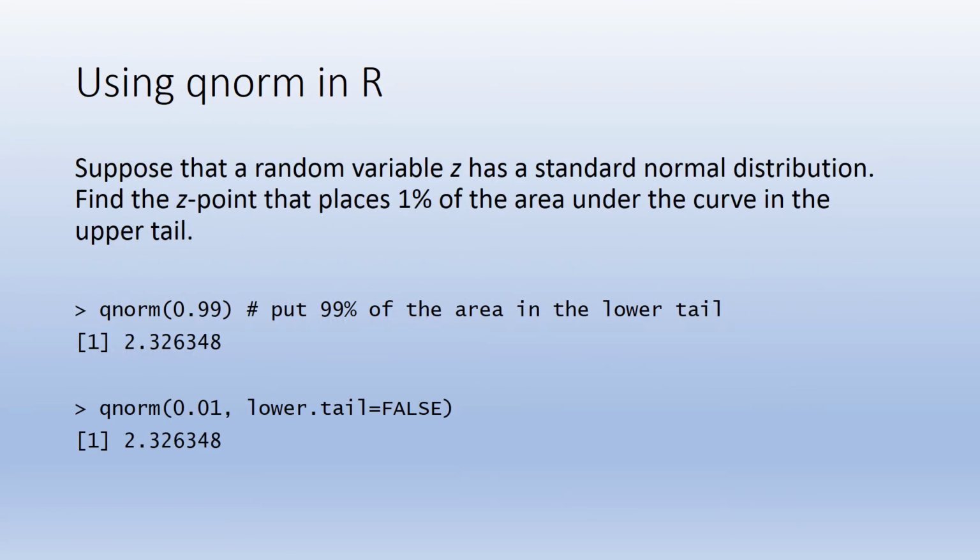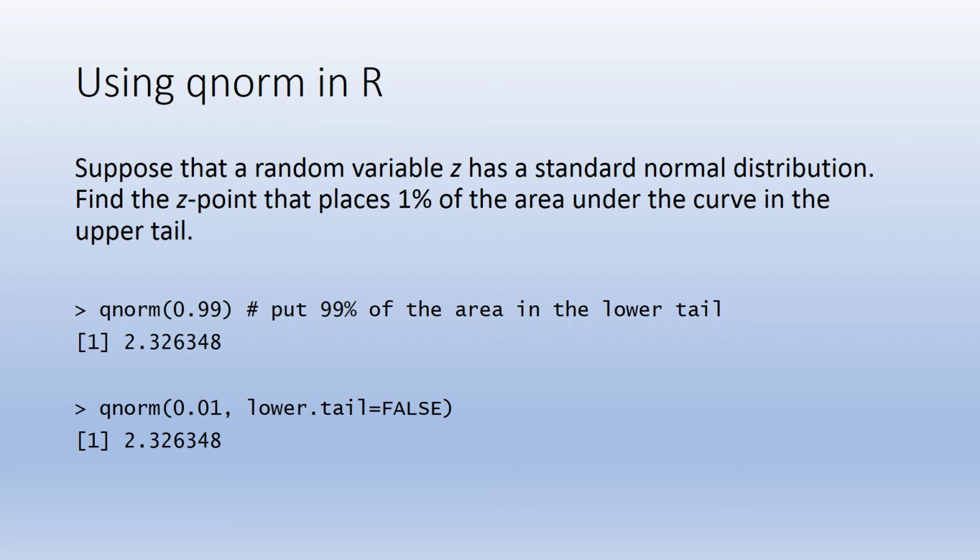A lot of problems in statistics ask you to place a certain percent of the area under a curve in the upper or lower tails. In this question, we have a standard normal distribution, and we want to know the z-point or z-value that will put 1% of the area under the curve in the upper tail.